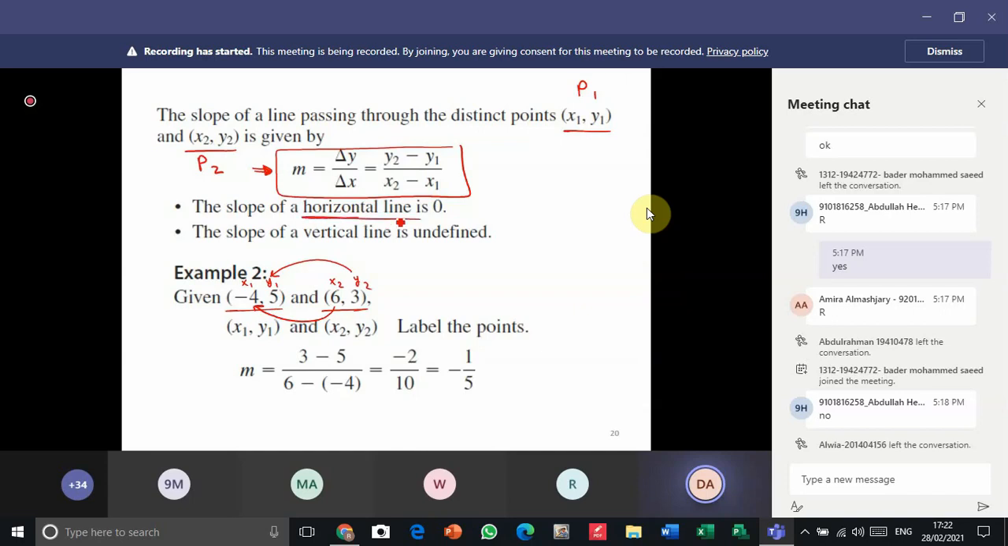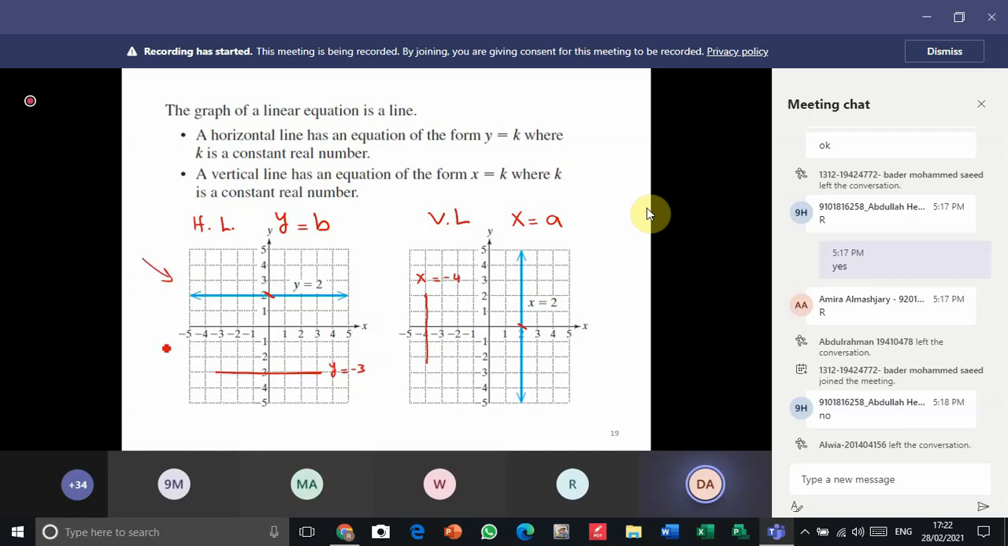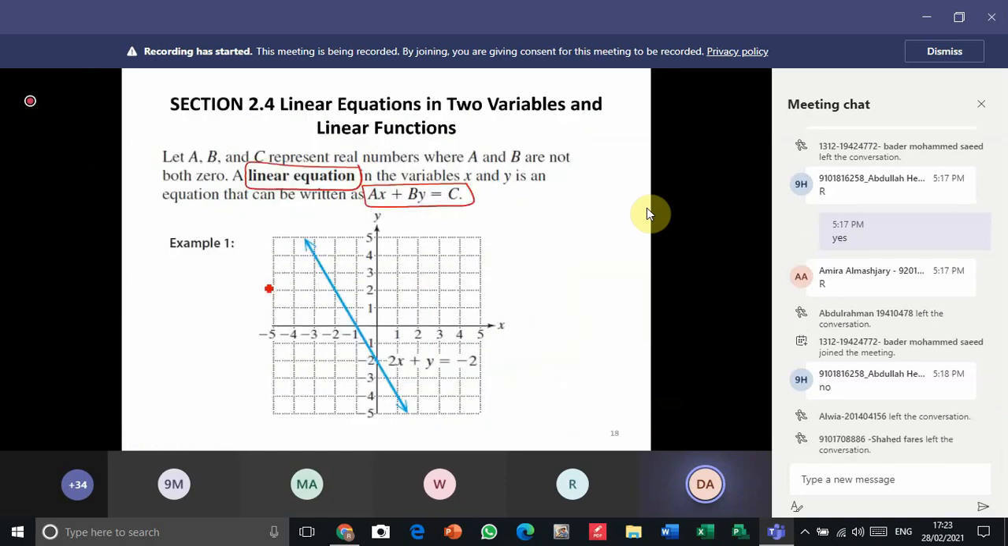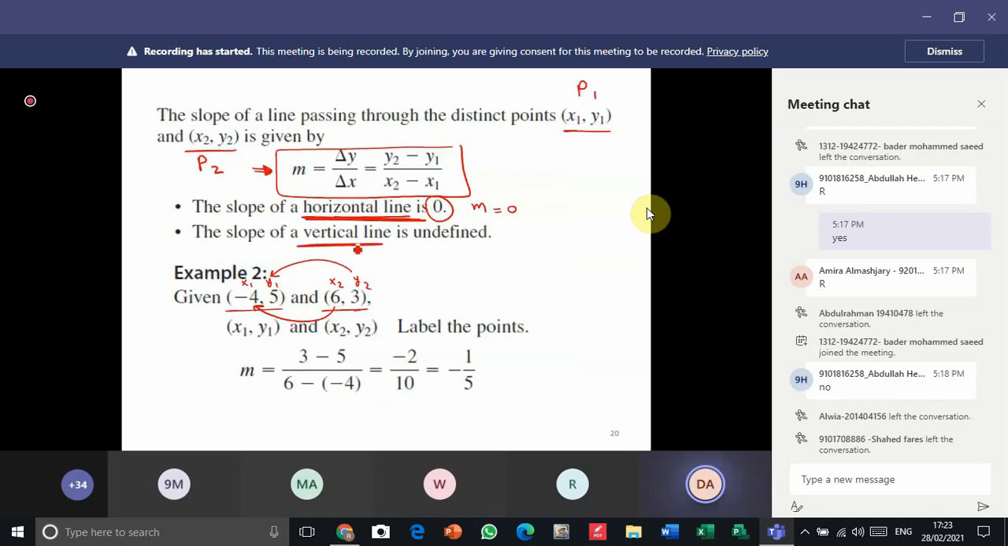The horizontal line: the slope always equals m equals 0 for a horizontal line. Okay, so for the horizontal line here, the slope m equals 0. But for the vertical line, like this or like this, the slope is undefined. We don't have a slope for a vertical line. Okay, look at this. If we have a vertical line, the slope is undefined.